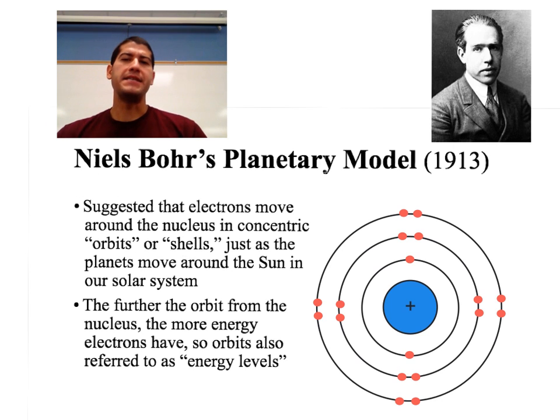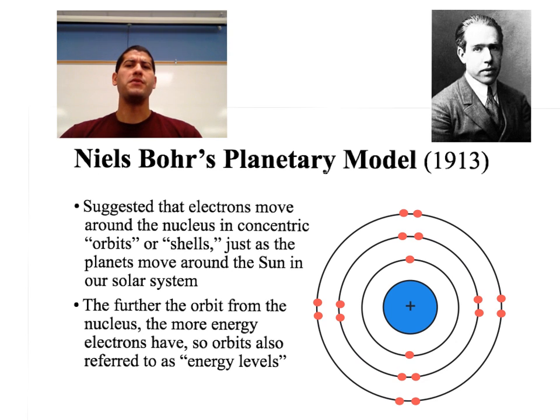Niels Bohr was a Danish physicist who added to Rutherford's nuclear model. Bohr's research led him to conclude that electrons moved around the nucleus of the atom in distinct orbits, depending on how much energy they had. Bohr confirmed that the further electrons were from the nucleus, the more energy they possessed.